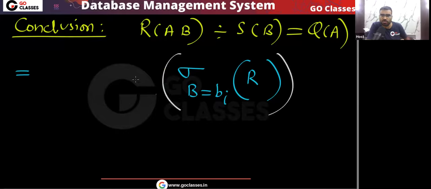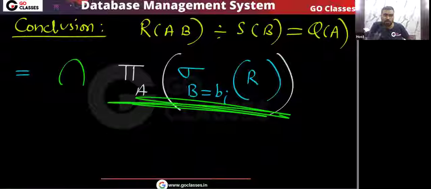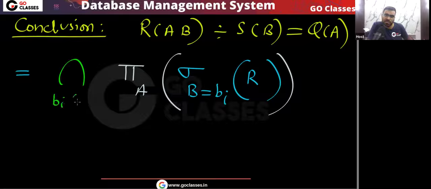Then I will project these A values, and I will take the intersection of these A values. I will do this for every Bi belonging to B, and then I will take the intersection. So this is the equation. I hope this is clear. This I will do for every Bi.